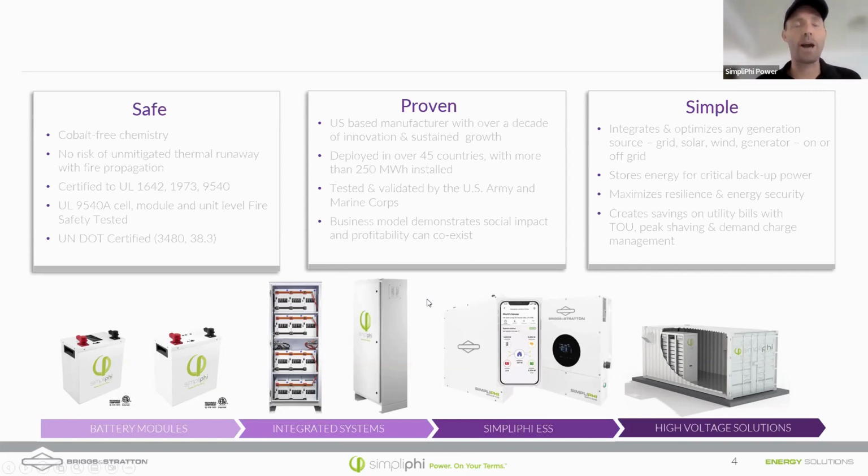We're producing our batteries here in Oxnard, California, and we go through all the regulatory and safety testing that we can. We are UL 1642, 1973, and 9540 certified, and those certifications are at the cell level, the battery module level, and then 9540 is a system level certification. We've gone through 9540 testing on all of our batteries. We also have UN Department of Transportation certification 3480, which allows us to ship.